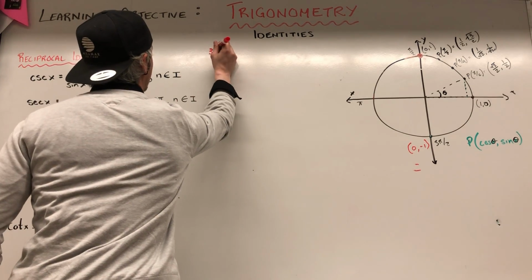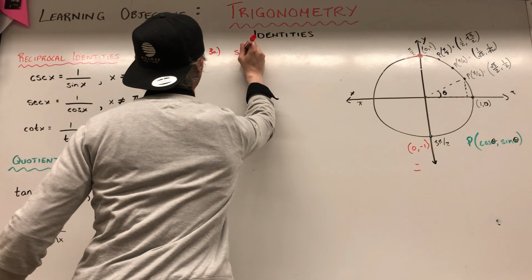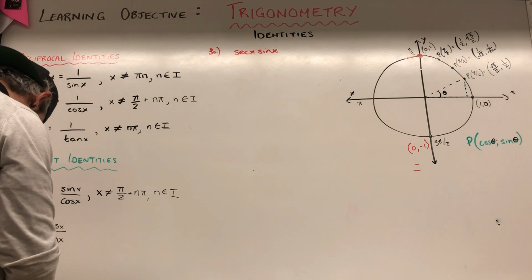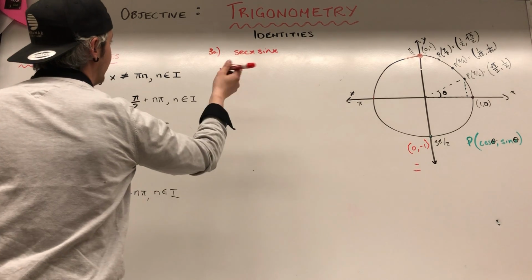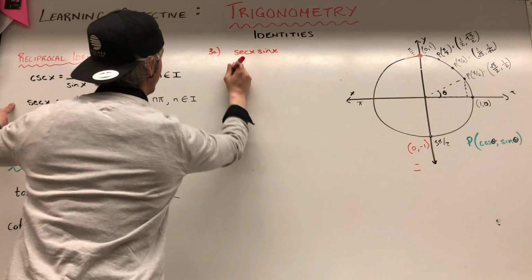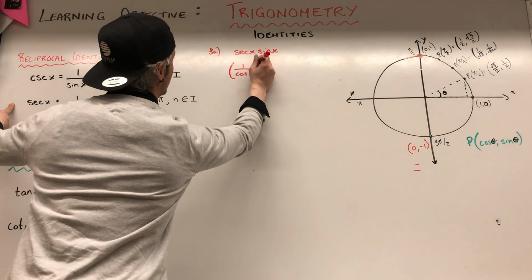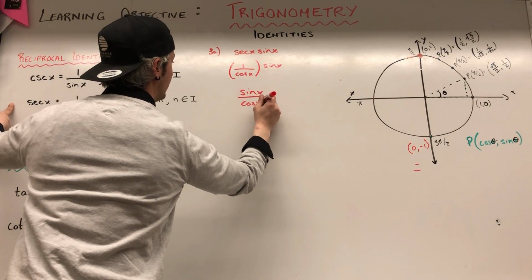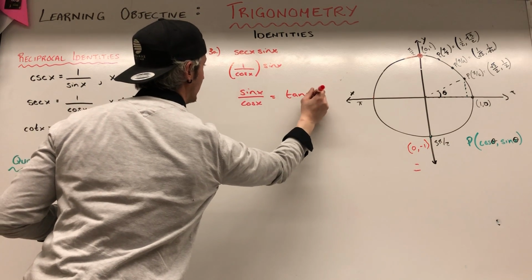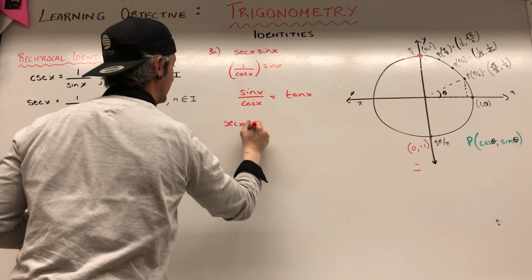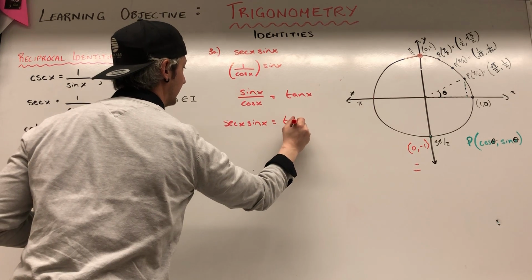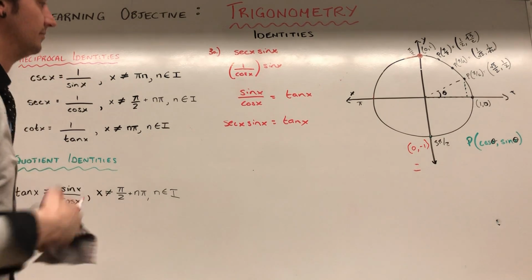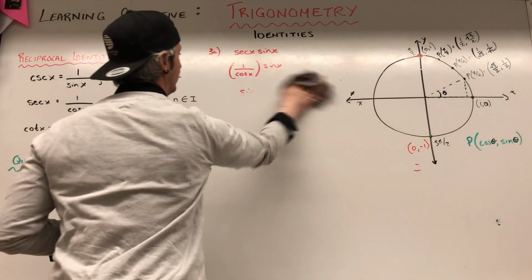So 3A, we have secant x sine x, and we want this down. What's secant x equal to? It's 1 over cos. So I can rewrite this as 1 over cos x times sine x. Then if I multiply this, I get sine x over cos x, which I know is equal to tan x. So secant x sine x is equal to tan x. Not so bad. You can do this kind of stuff, just simplifying it down.